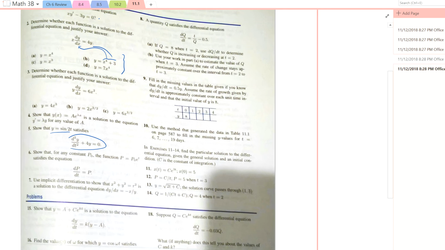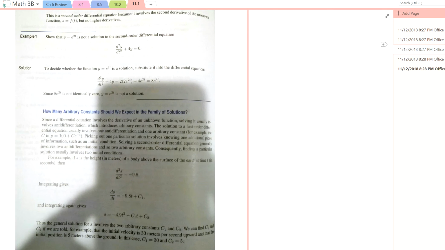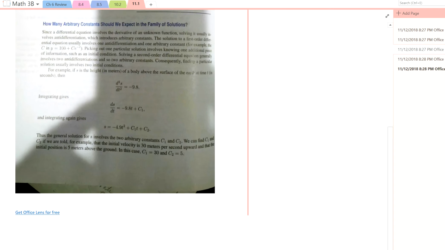Okay, so here, find the particular solution given the, okay, so here's a general solution, and then they give you initial conditions. So when t is 0, x is 5, you can plug them into here to figure out what the constant is. Okay, so you should be good to go on this, I believe. So go ahead and give your best shot.